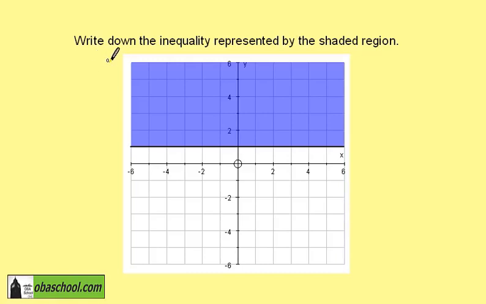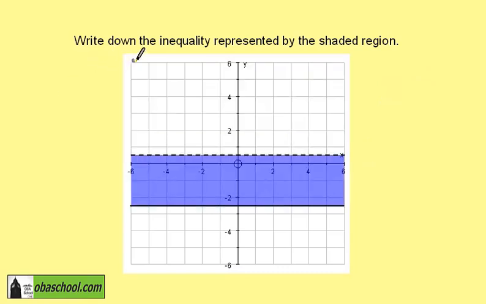We want to write down the inequality represented by the shaded region. Here we have the line y is equal to 1. We have the region above this line, and since the line is solid, including it, so it's y is greater than or equal to 1.